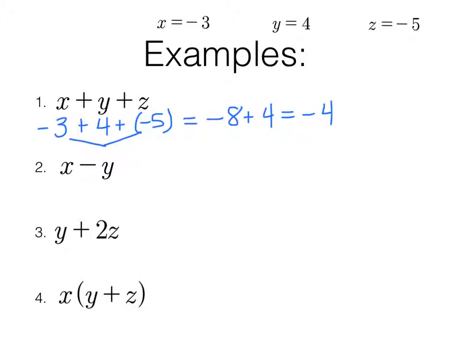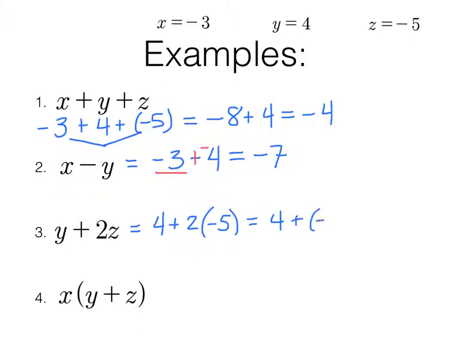How about the next one? X minus y. So x is -3 minus a y of 4. And that is an expression where we use keep, switch, switch. So we can see that that's -7. Okay, if you feel like you're catching on to this too quickly, pause these and try it yourself. But I'm going to go ahead and keep on working. Y plus 2z. Y is 4 plus 2 times z, which is -5. So 4 plus -10 simplifies to -4.